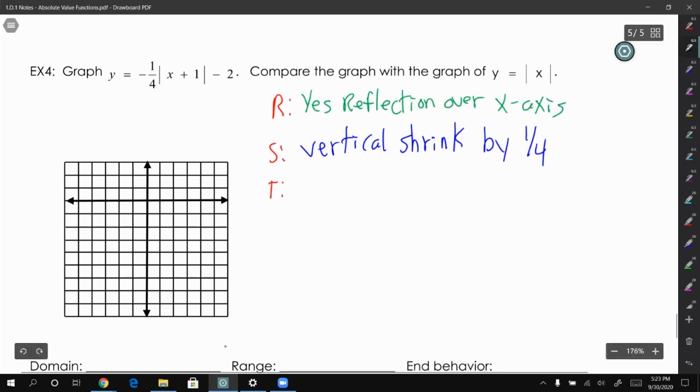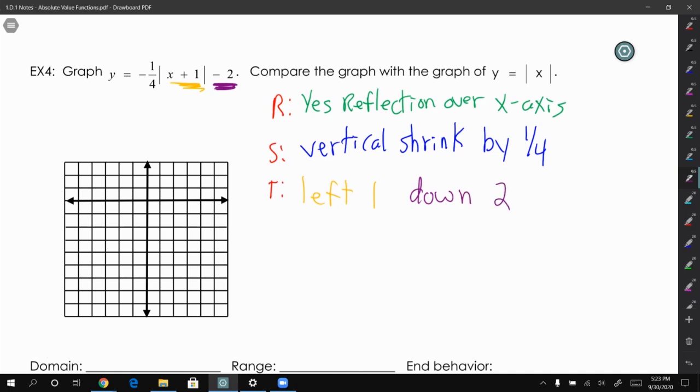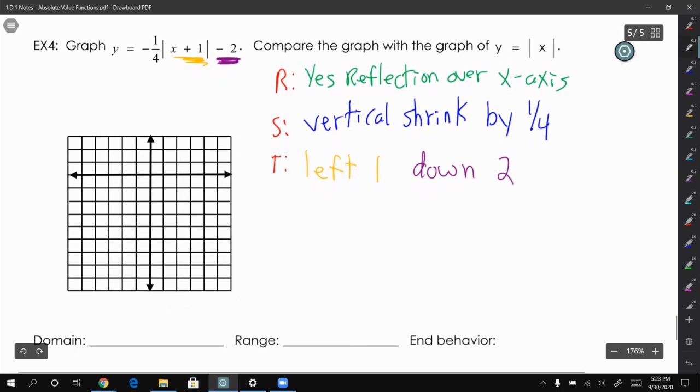In translation, we are translated left 1, because it says plus 1 on the inside. When the plus or minus is on the inside of the absolute value, it's the opposite direction of what the sign shows. But when the number's on the outside, like this negative 2, that means you're going down 2. You do what that sign says. So this means our vertex is at negative 1, comma, negative 2.